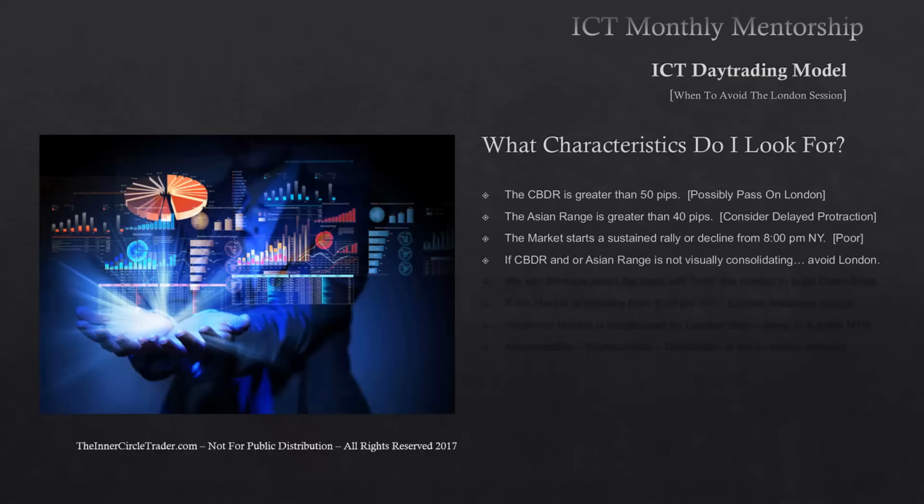If the central bank dealers range and/or the Asian range is not visibly consolidating, I'm going to look to avoid the London session. That means there has to be a completely different market profile from what we saw in the intraday price action between the London open and London close of the previous day.